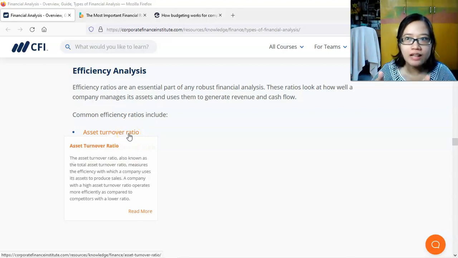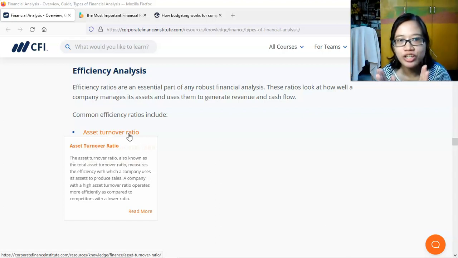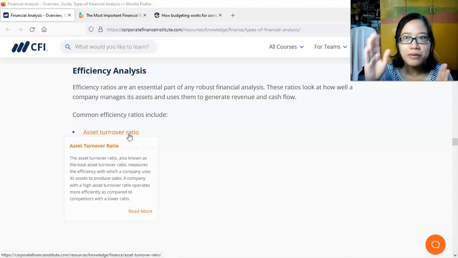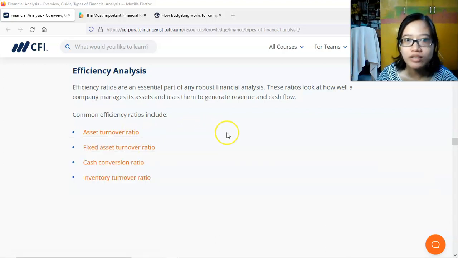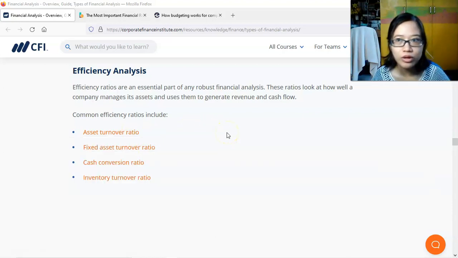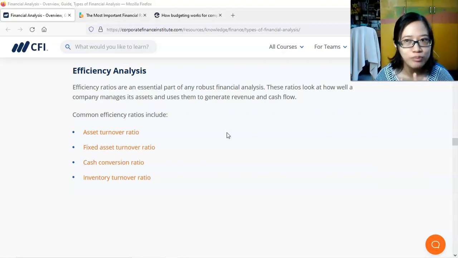Kino-compute gaano katagal before yung receivables ay makollect ng company maging cash. Okay? Tapos yung sa inventory turnover naman, gaano katagal before yung inventory maibenta, tapos yung napagbentahan, makollect ng company, tapos yung collection ay cash na ng company. So, yun, tinitingnan. The shorter it is, the better. Ibig sabihin, nakokollect agad ng mabilis yung receivable or naibebenta agad ng mabilis yung inventory ng company, nagiging cash.